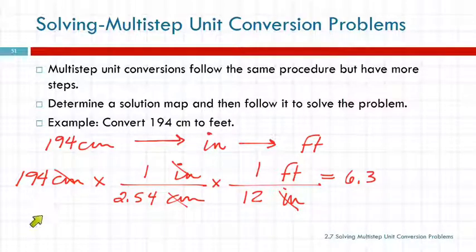So I could look at this and predict the number of sig figs. This number has 3 significant figures. This is exact, and that's exact. So my answer should have 3 significant figures.